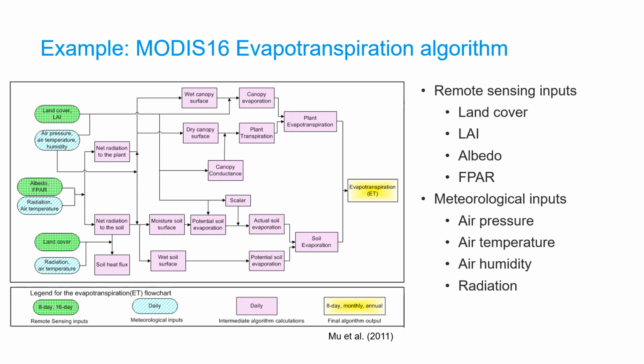Here is an example of MOD16 evapotranspiration algorithm. In this flowchart, you can see what type of remote sensing and meteorological inputs are used in the model and for what intermediate variables. In case of global models, meteorological data can be estimated from gridded data of dense in situ measurement network or from global climate models.